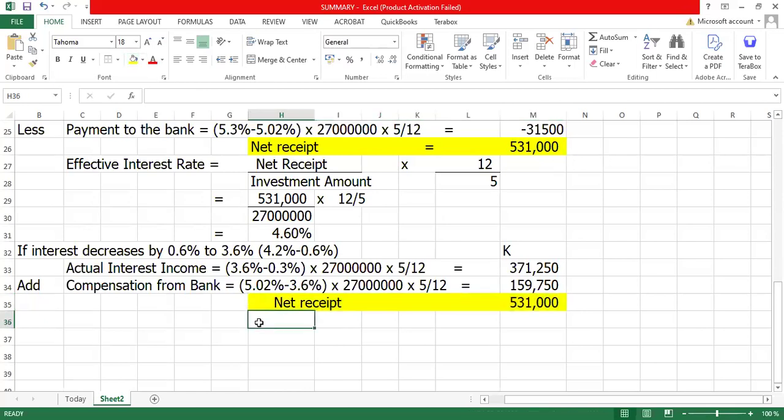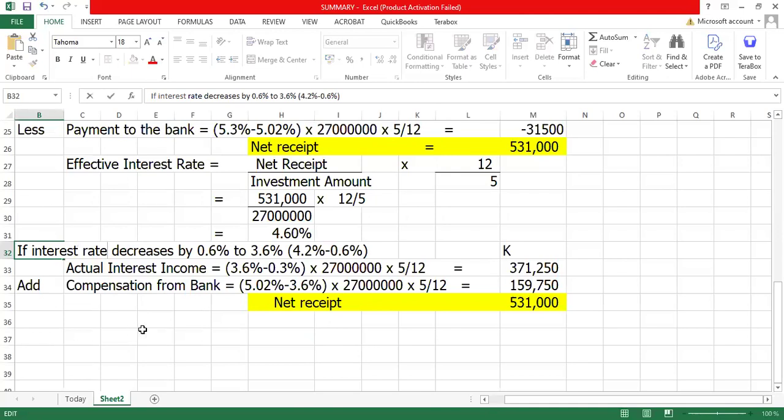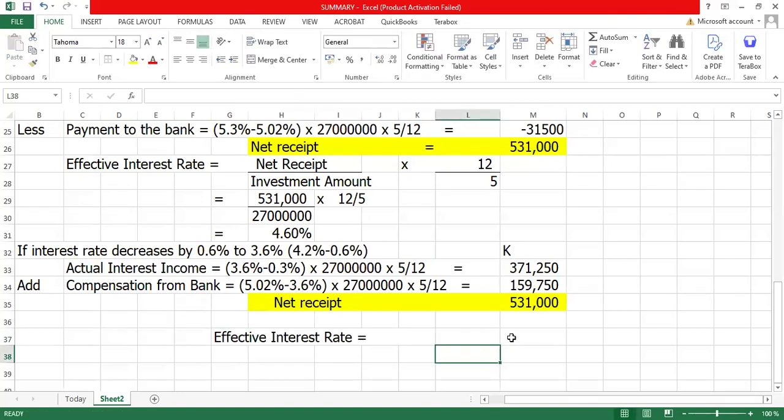Because of the forward rate agreement. It has helped you to make sure that even if the interest rate increases or decreases, you can remain in the same position. Okay? And that's all. Just here, you go ahead and compute the effective rate, which is the same. The effective rate is this one. That's all about forward rate agreement.